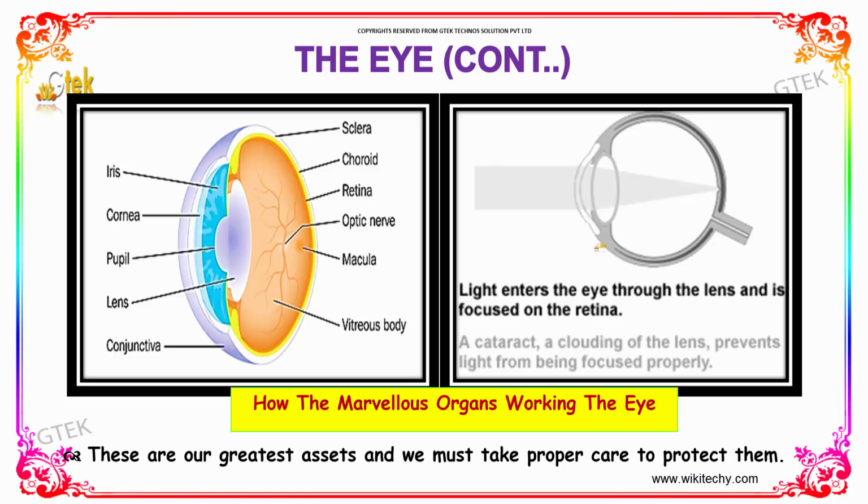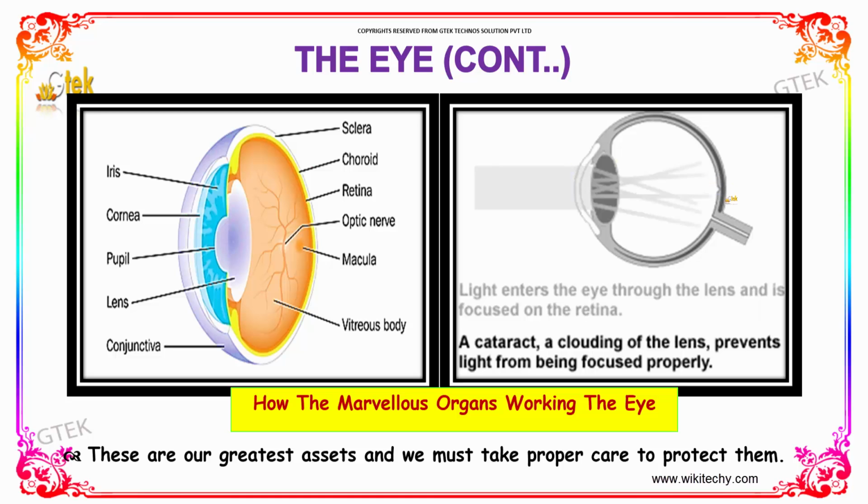So you can see here, light enters the eye through the lens and is focused on the retina. So this one is the lens and this one you can see here is the retina. After this you can see a cataract, a clouding of the lens that prevents light from being focused properly.